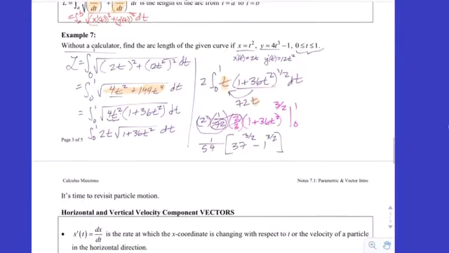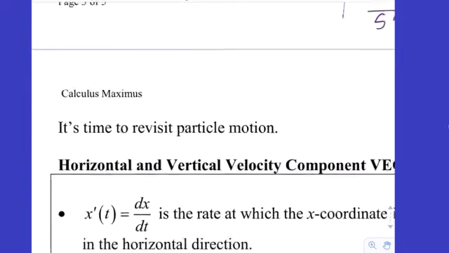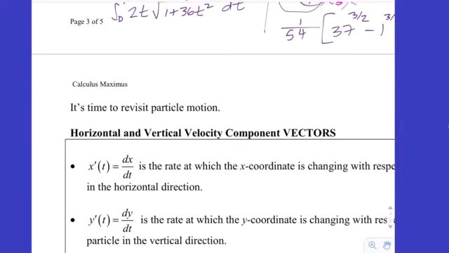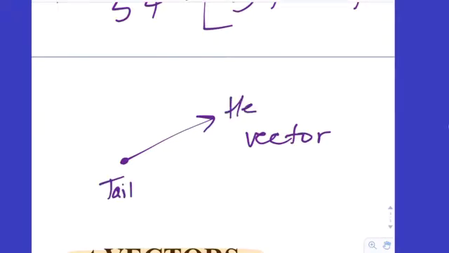Okay. Let's move on. It's time to revisit particle motion. I've been kind of alluding to this. Horizontal and vertical velocity component vectors. So everything we've been doing right now has been strictly parametric. When we pair them up, we get vector calculus, okay? And just real quickly here, this is a vector. It has a tail, first of all, and a head. The head is the arrow part. But it does have 2 main parts. It has a direction, and I heard that over there. The direction is the way the arrow is pointing.